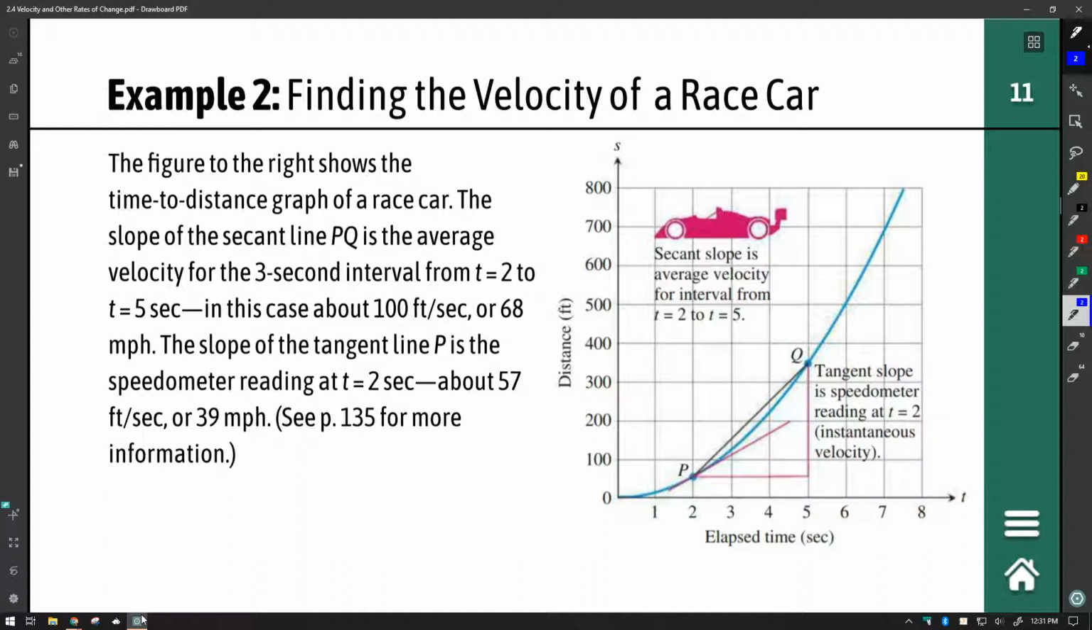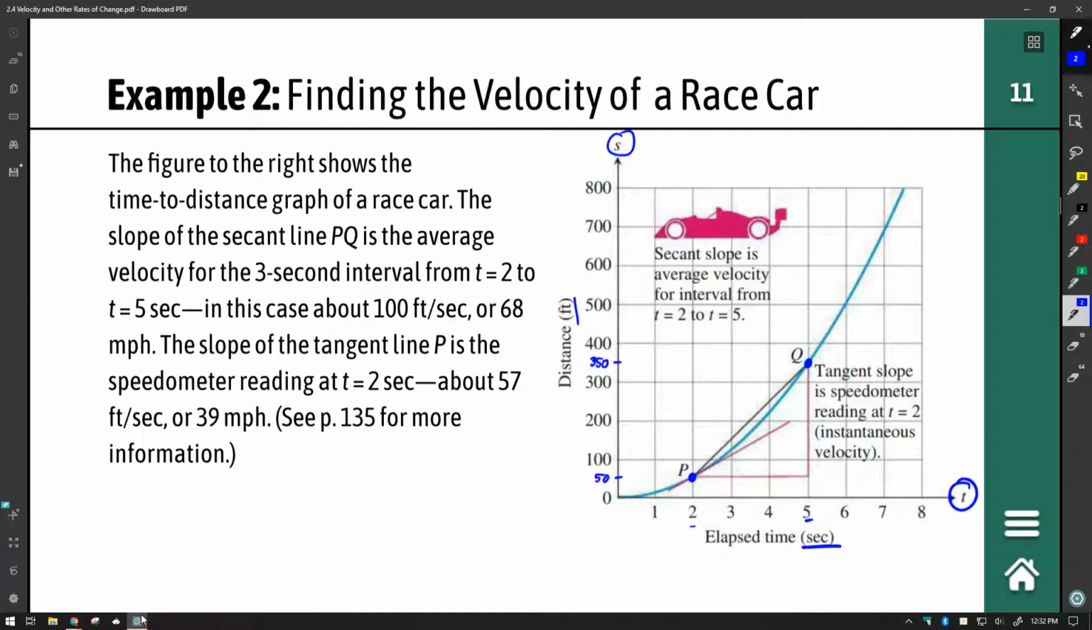The figure to the right shows the time to distance graph of a race car. So essentially this is a position graph. We have time on the x-axis, and that is in seconds. We have S on the y-axis, that's the position, and it's measured in feet. So if we look at point P and compare it to point Q. Point P is the position of the car after 2 seconds. It seems to be around 50 feet. If we look at the position of the car after 5 seconds, it seems to be around 350 feet.